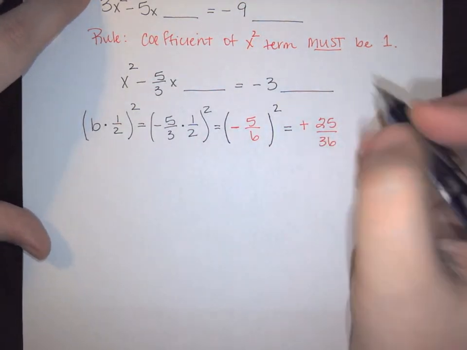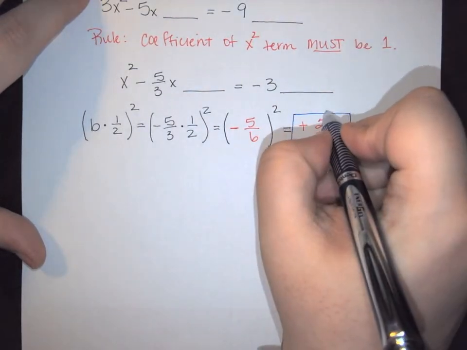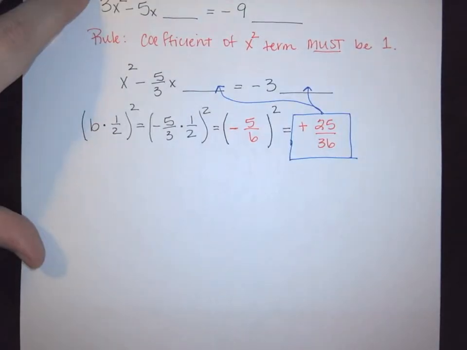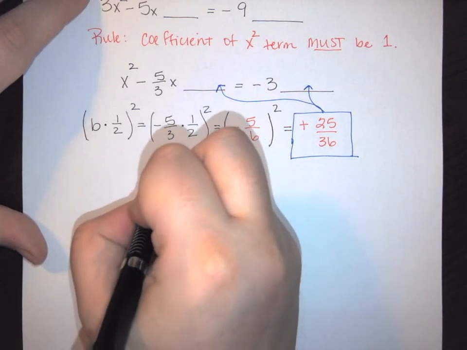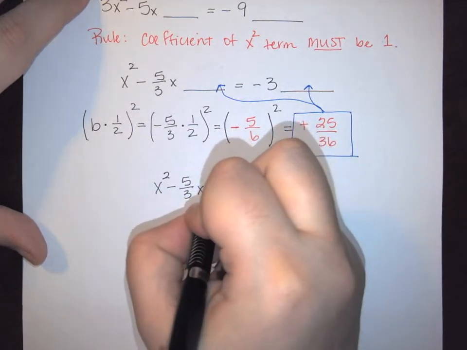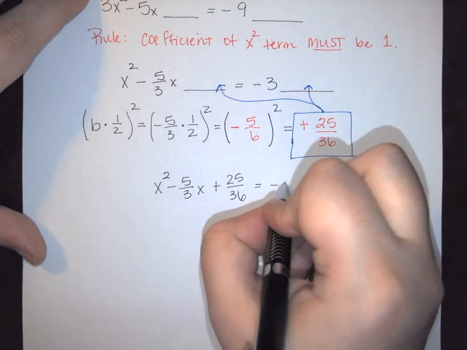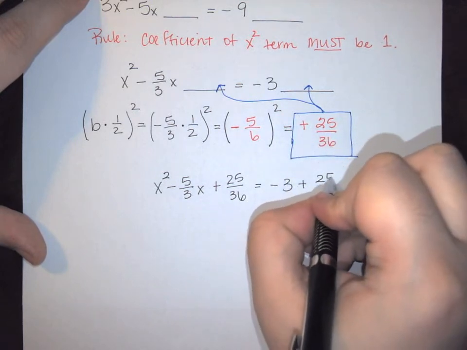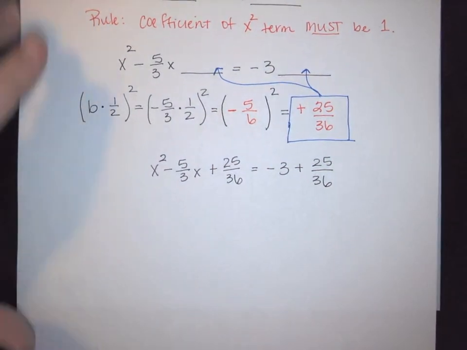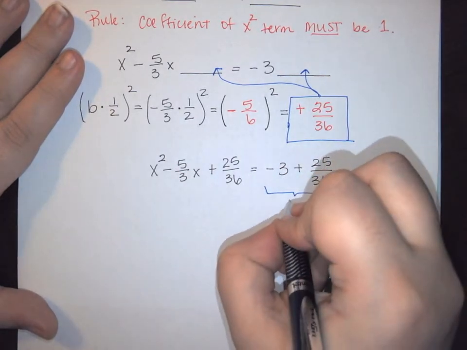Now, just like before, remember, this last term is what goes into my two blank spots. So this is going to become x squared minus 5/3 x plus 25/36 is equal to -3 plus 25/36. Now, before we move on, the first thing that we have to do is we need to combine.